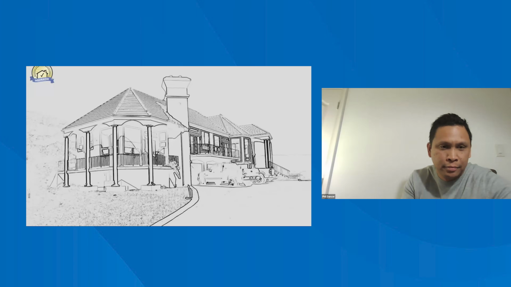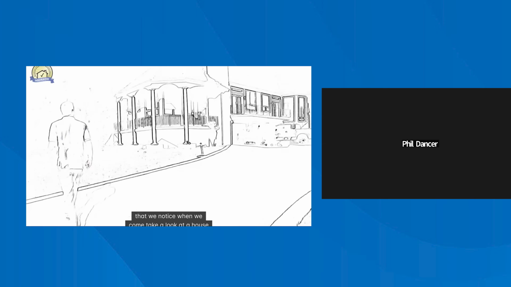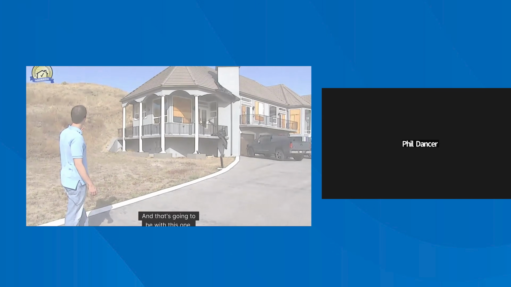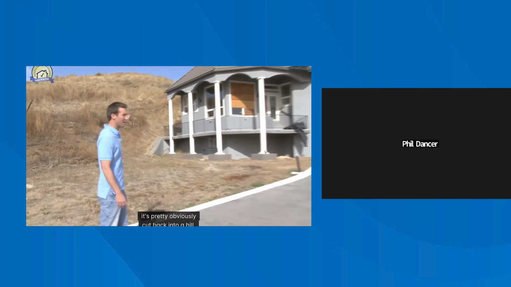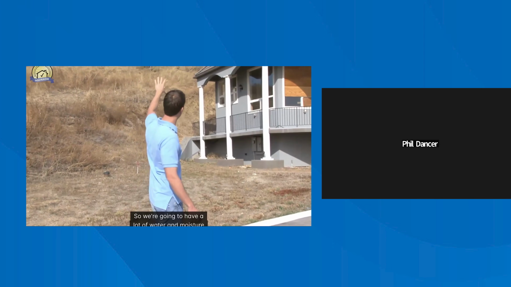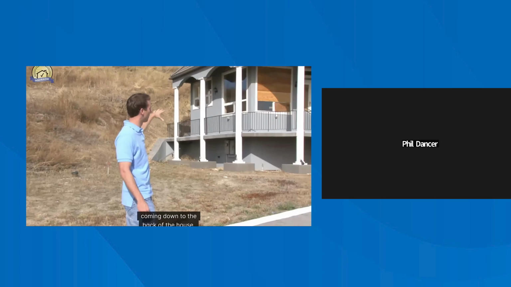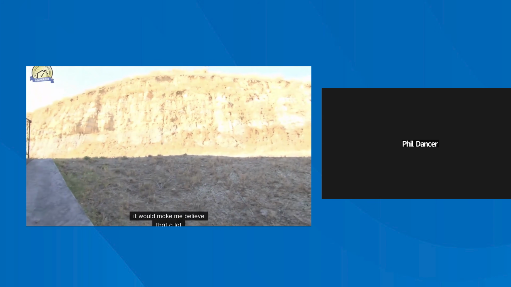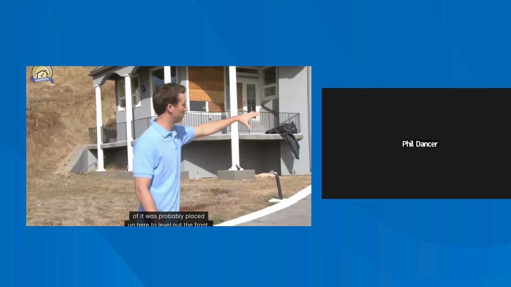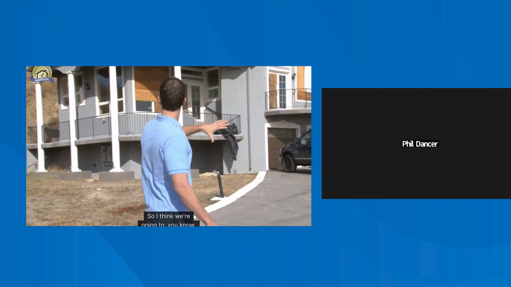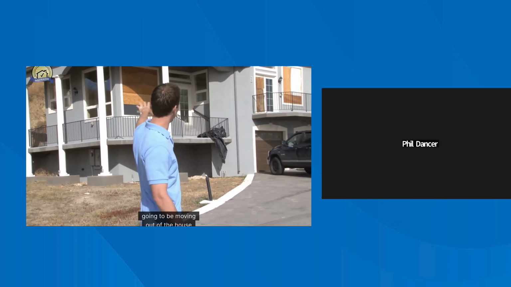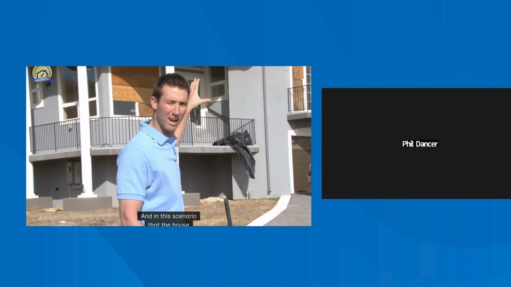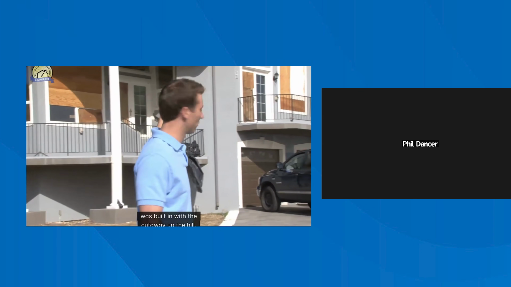Perfect. Well, I would say the first thing that we notice when we take a look at a house is going to be the overall grading and the landscaping of it, and that's going to be with this one. It's pretty obvious they cut back into a hill, and the original hill that was here, so we're going to have a lot of water and moisture coming down to the back of the house, and it also makes you wonder what they did with the rest of that soil and the backfill when they brought it in. So it would make me believe that a lot of it was probably placed up here to level out the front. So I think we can see that there's definitely going to be movement out of the house just looking at it initially, but I think a lot of that's going to be caused by the soil and the scenario that the house was built in with the cutaway up the hill.